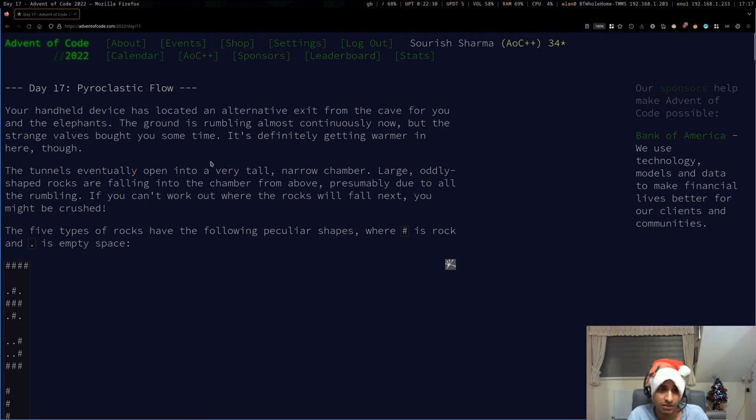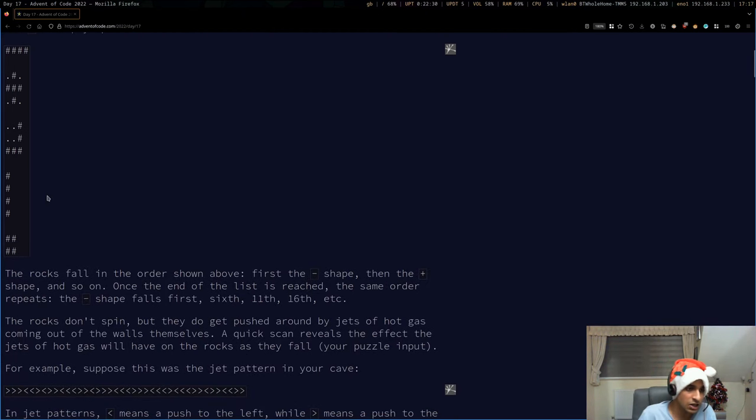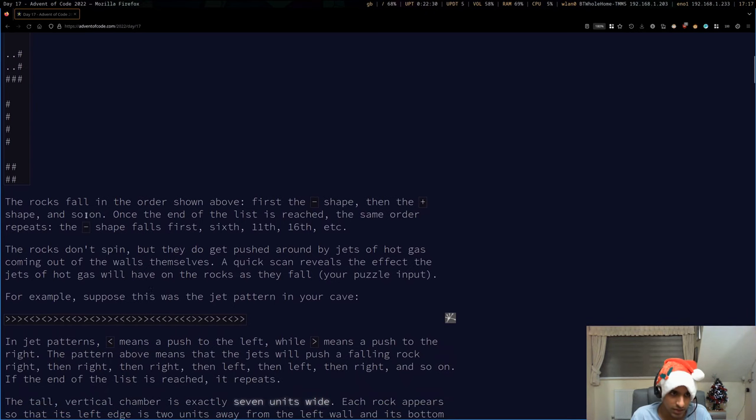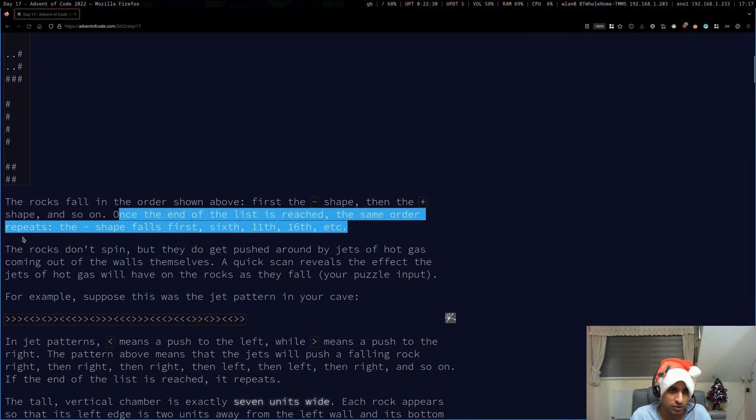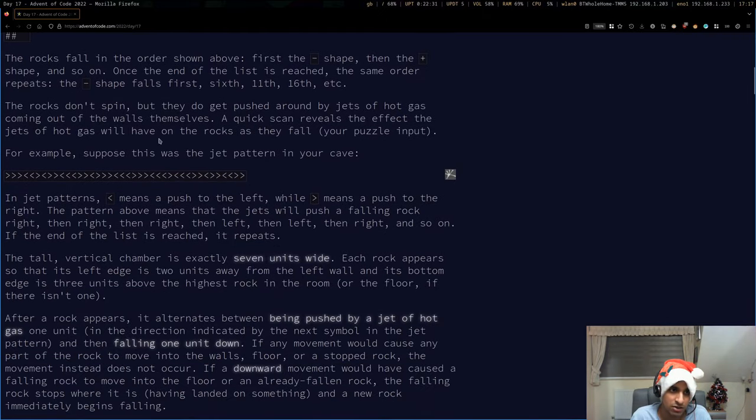The five types of rocks have the following peculiar shapes, where that's the rock and that is the space. These are the shapes. The rocks fall in the order shown above. First that shape, then the second one, then this one, etc. Once the end of the list is reached, the same order repeats. The rocks don't spin, but they do get pushed around by jets of hot gas coming out of the walls themselves. A quick scan reveals the effect the jets of hot gas will have on the rocks as they fall: your puzzle input. For example, suppose this was the jet pattern in your cave.